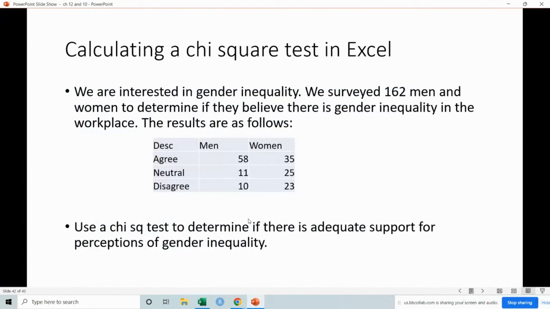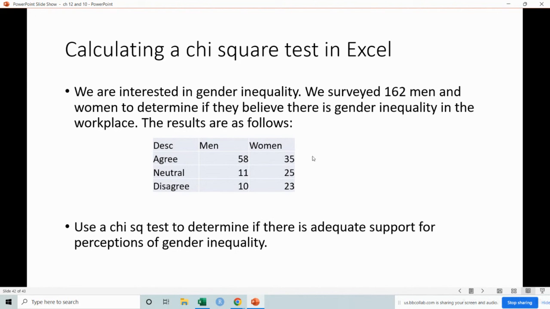Okay, so a little more on calculating a chi-square test in Excel for a two-way contingency table. So now instead of just one level, like going to college or going to high school, now let's add in another dimension, basically. So now we're going to have a matrix instead of an array. So we have gender and whether or not they agree or disagree or they don't care about gender inequality in the workplace. So we want to find out, basically, is there gender inequality in the workplace based on a survey of 162 men and women?